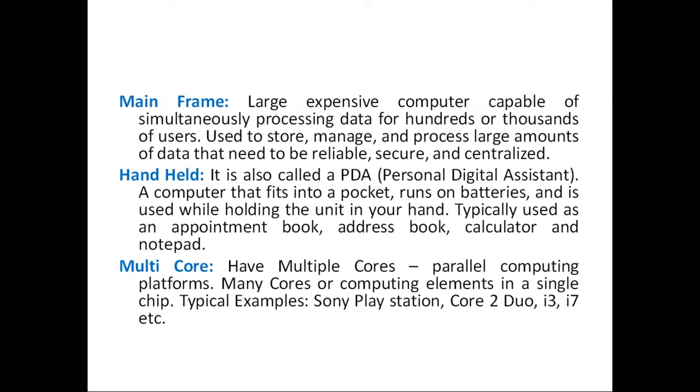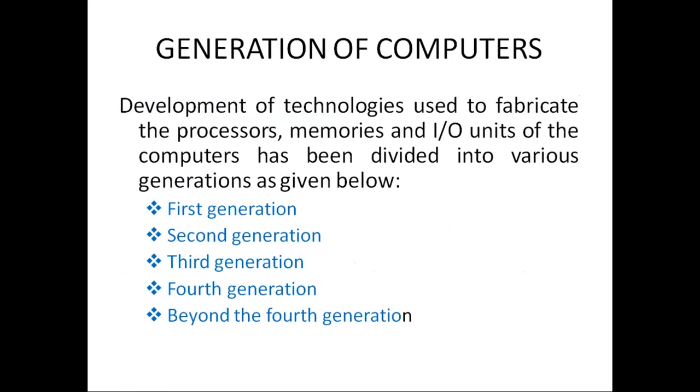Then coming to the multi-core, it has multiple cores like Core 2 Duo, dual core, i3, i7. So these are multi-core. These are multiple cores, a parallel computing platform. Many cores are computing segments in a single chip. So all the things are designed and given.